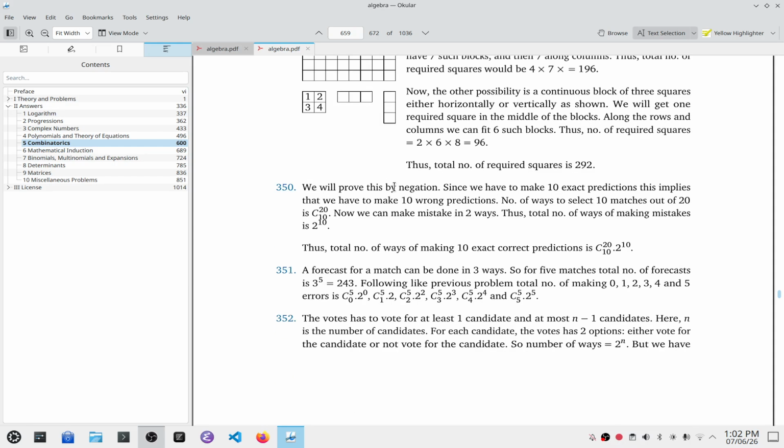So we will solve this by negation. Since we have exactly 10 correct predictions, this implies that we have to make 10 wrong predictions. The number of ways to select 10 matches out of 20 is 20C10. Now we can make a mistake in 2 ways. Thus, the total number of ways of making mistakes is 2 to the power 10. Thus, the total number of ways of making exactly 10 correct predictions is 20C10 multiplied by 2 to the power 10.